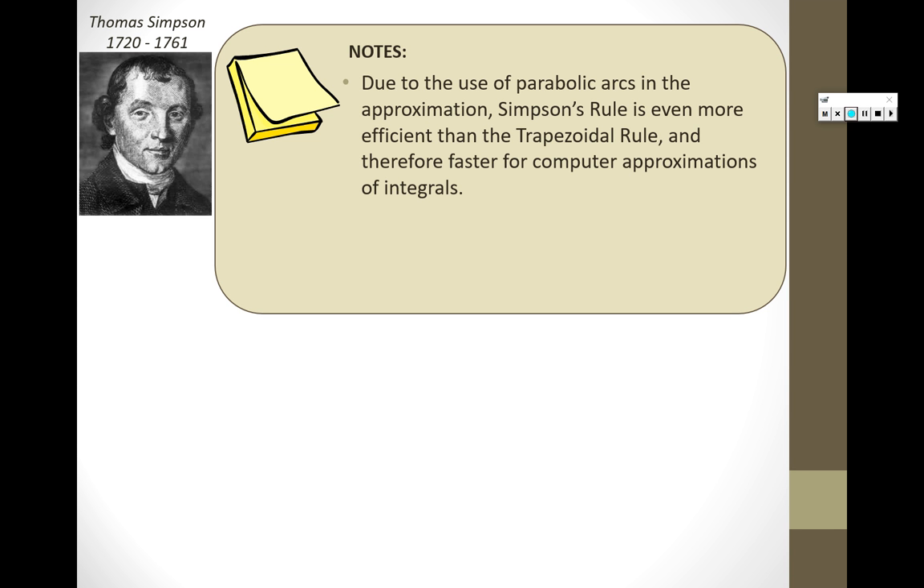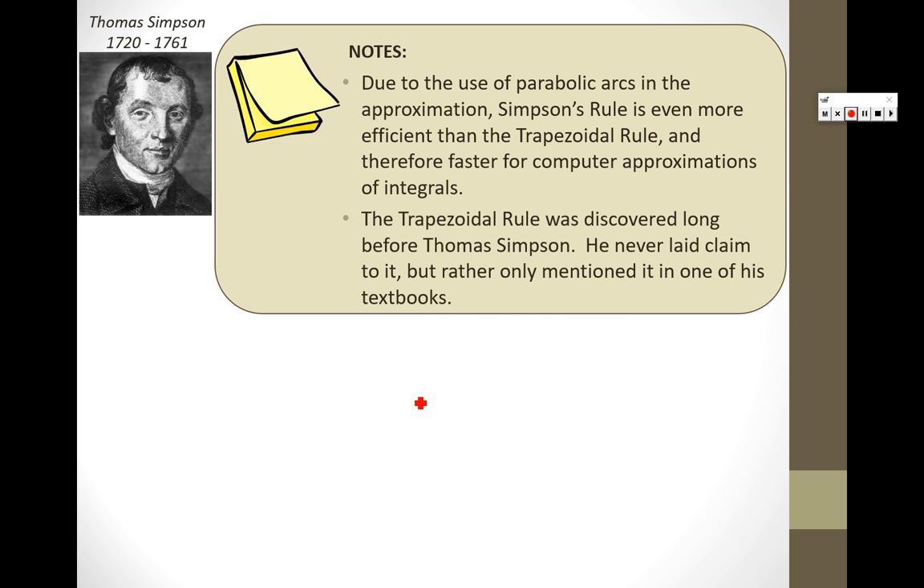So that's how you would improve the software. That's why code writing is so important: to go, hey, I can improve this software, there's a better way to do it. And math is tied right to that. If you don't know the math, how can you possibly reprogram the computer to do a better job? The trapezoidal rule was discovered long before Thomas Simpson. He never laid claim to it, but rather only mentioned it in one of his textbooks. He brought it up and said, hey, isn't this cool? And then later on, everybody's like, oh, it's Simpson's rule.